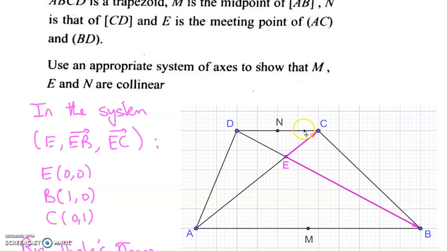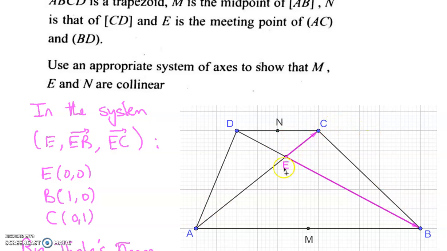So I got B and C, which is a good step. I have E, B, C. I still have to find D and A, because if I find D and A, everything else will be easy. I will be able to find M and N, which are the midpoints, and we will almost be done. We just do some vector work, and we can prove that the points are collinear by showing that vectors EM and EN are collinear.